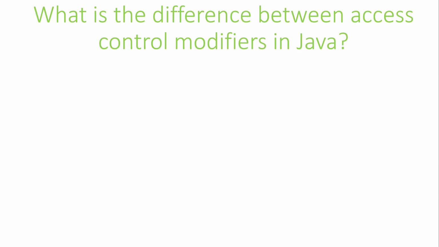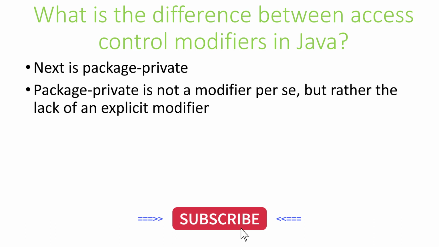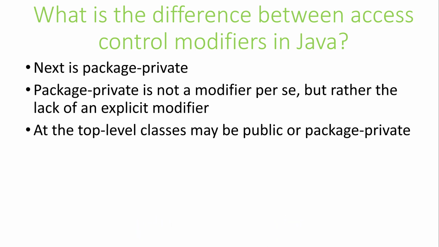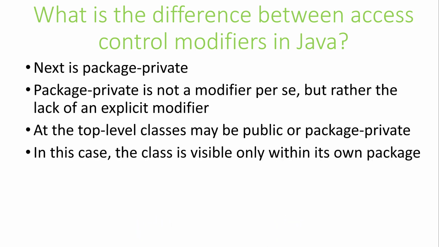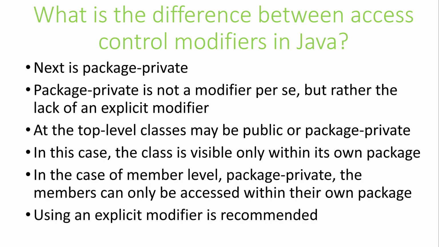Package private is not a modifier we express explicitly. Rather, it's an implicit modifier when no modifier is explicitly stated. If there's no modifier, such as public, private, or protected, then package private rules come into play. Classes can be public or package private only. If a class has no access modifier, then the class is only visible within its own package. Member level, meaning methods or fields, package private means that these members can only be seen within their own package. Because package private is confusing and possibly misunderstood, it's always recommended that an explicit modifier is used.